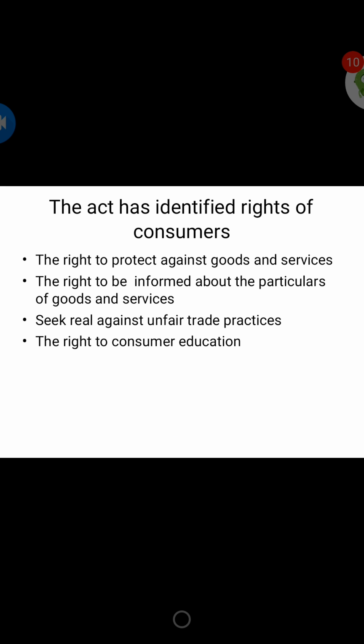The next is the right to consumer education. Right to consumer education means before you purchase anything, you get detailed information regarding it, and you know what your rights are, where you can claim, and what exploitation is being done by the company. All this information is given to the consumer, so it helps to educate the consumer.